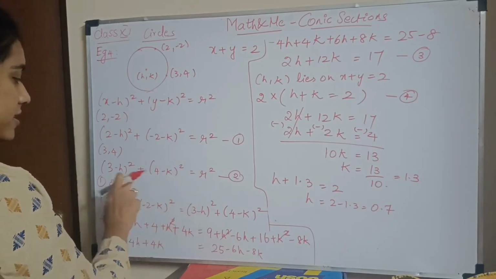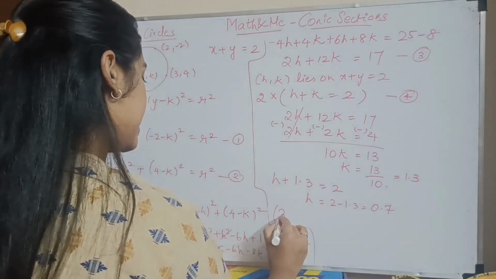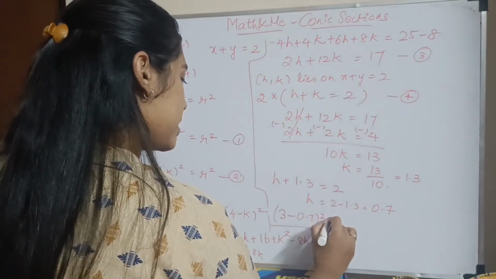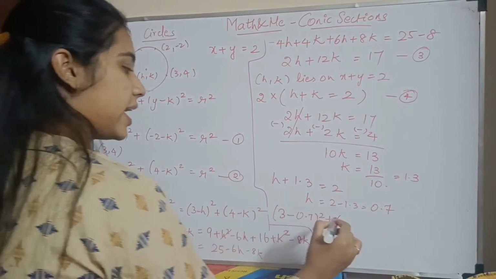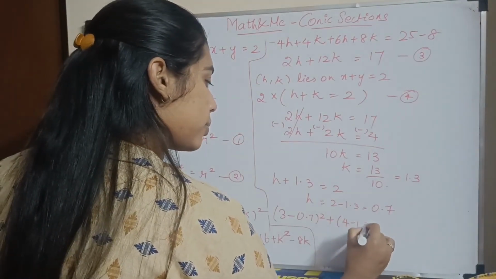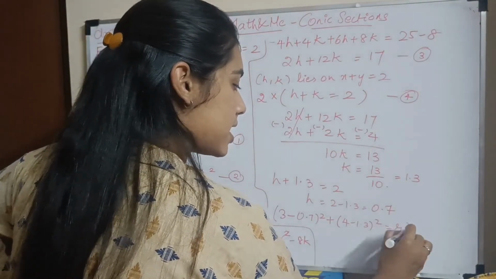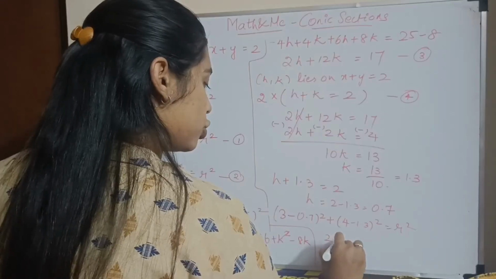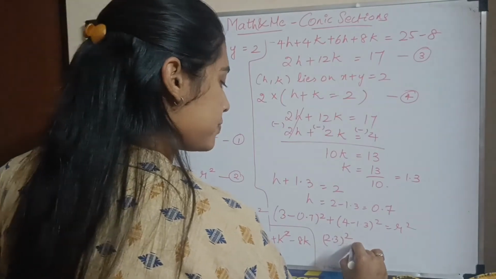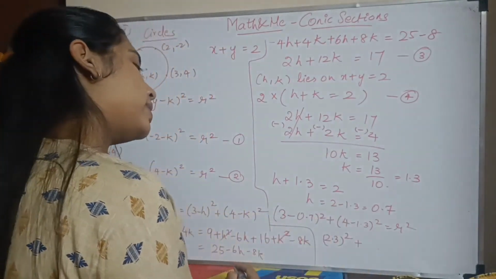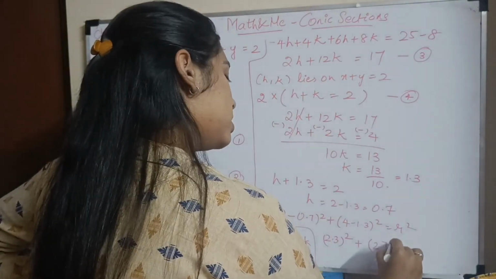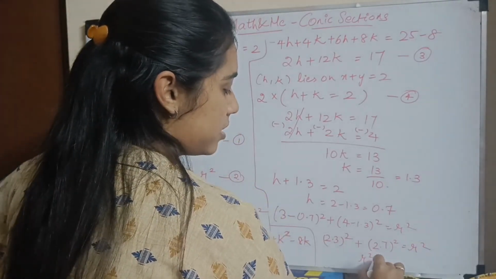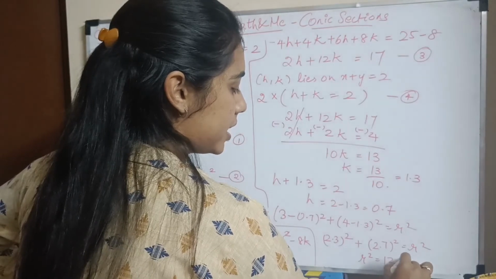So when I substitute it in this equation, what do I get? (3 minus h, which is 0.7) the whole square, plus (4 minus k, which is 4 minus 1.3) the whole square equals r square. So what do I have? (3 minus 0.7 is 2.3) the whole square plus (4 minus 1.3 is 2.7) the whole square equals r square. So when I solve this, I get r square to be 12.58. So this is my r square.